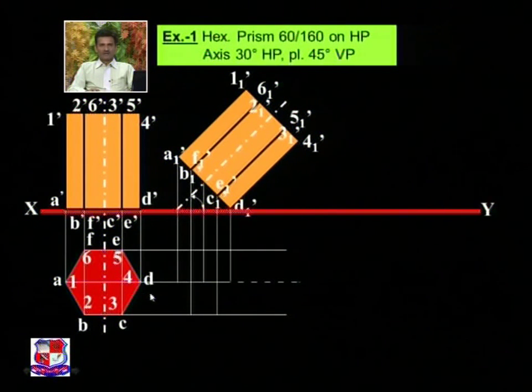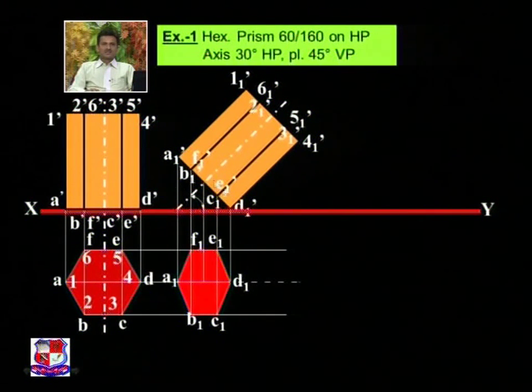Horizontal line from point A, vertical line from point A1 dash would be this point. Name the endpoints A1, B1, C1, D1, E1 and F1, and join all these points with a straight line. But think about the visibility of point D. If we look from top, this D point would not be visible. Hence D point should be joined with the respective points with dotted lines. So this is the bottom hexagonal face, which would be visible in top view like this.